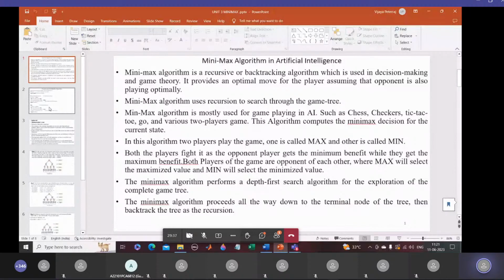Okay, it's going to perform a game tree test. And they can allow doctors to provide services to patients who are in remote locations. So the complete game tree is going to proceed all the way down to the terminal node of this tree. Then you have to back that tree up, as here is recursion.